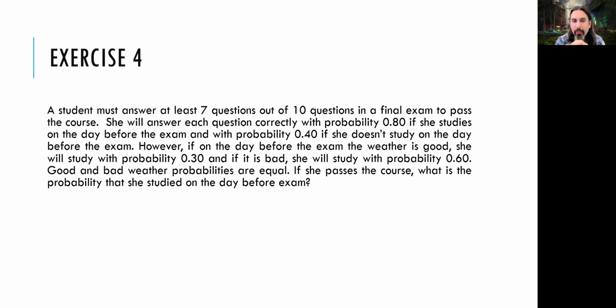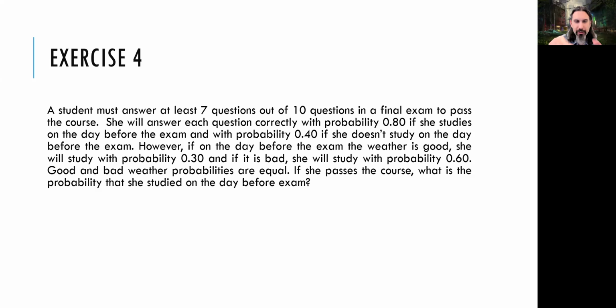However, if on the day before the exam the weather is good, she will study with probability 0.3. Okay, if there's good weather, she will just go out and have fun. And if it's bad, she will study with probability 0.60. Okay, if it's rainy, she's gonna stay in and study. Good and bad weather probabilities are equal. Okay, if she passes the course, what's the probability that she studied on the day before the exam?